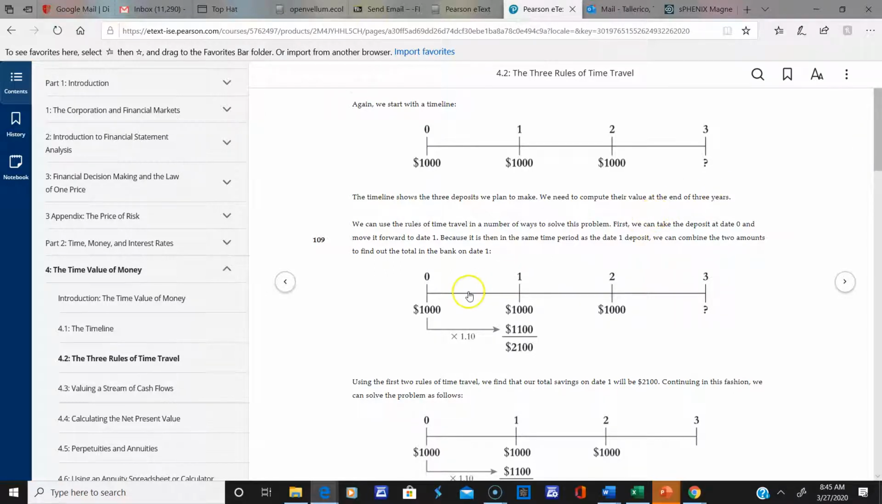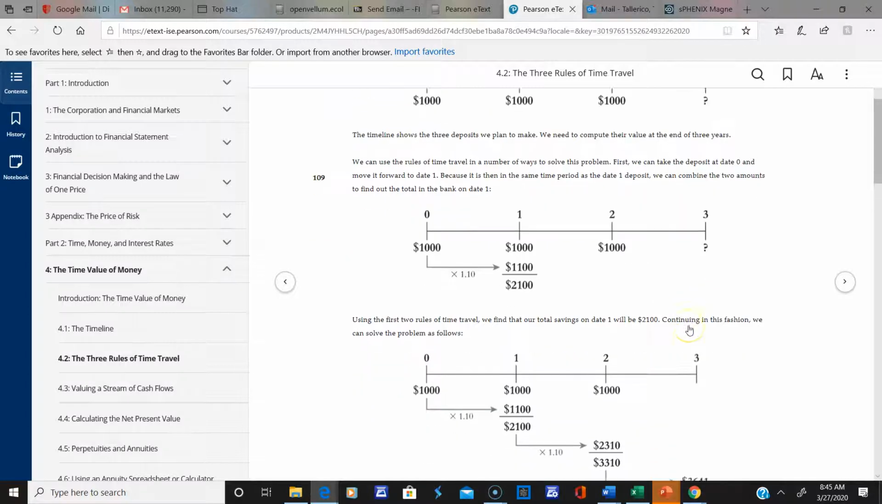So basically, the first thing is the $1,000 today. You've got to get what that is a year from now at 10%. So this is the first way. 10% of that gives you $1,100. So now after a year, you've got $2,100 in the bank: the $1,000 you deposited plus the growth on this $1,000, right? Then you have $1,000 at the second year, and the question is, how much do you have at the third year?